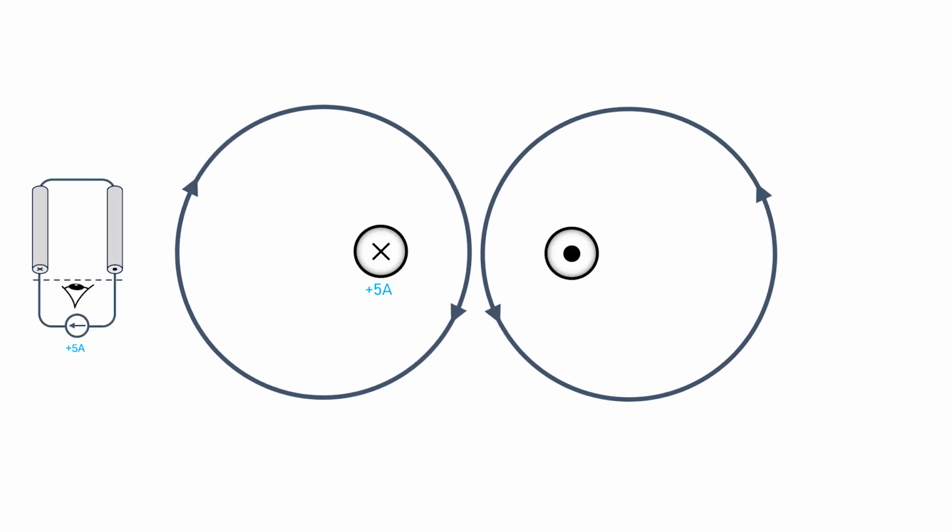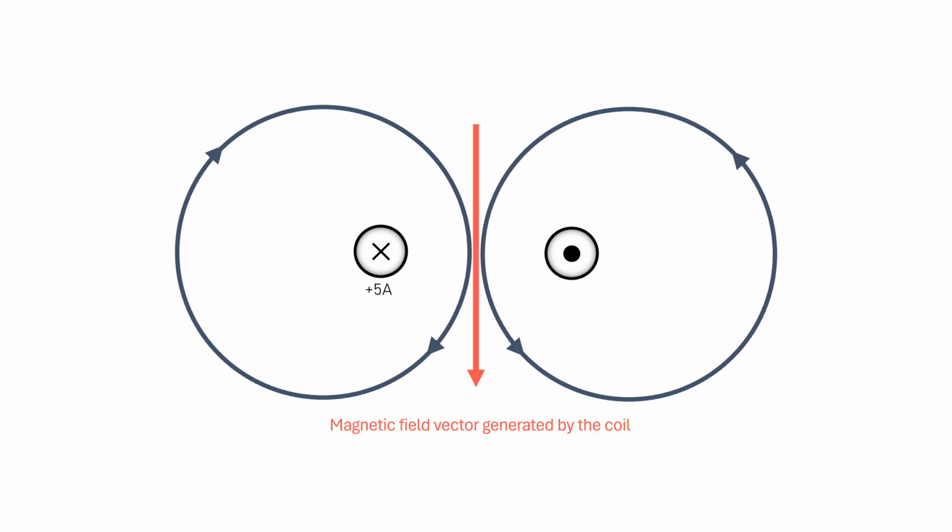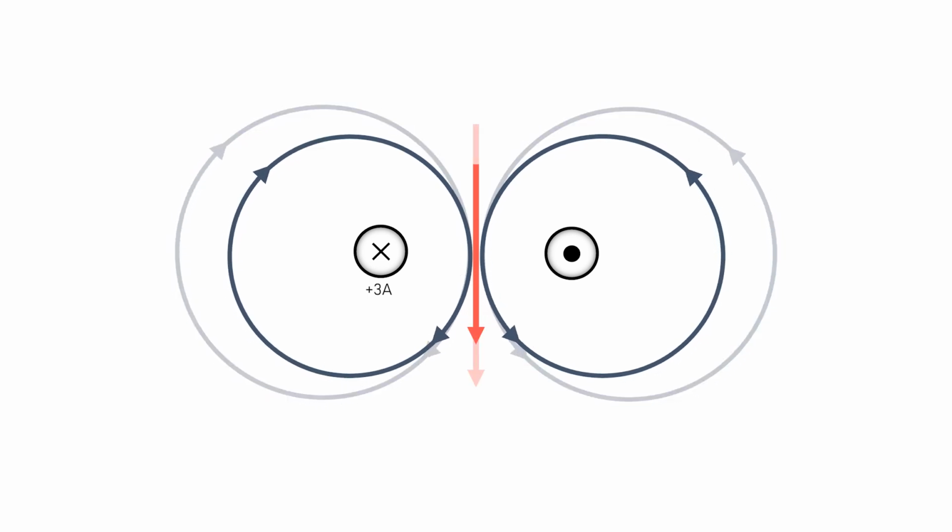Let us say that the current passing through the coil is 5 amperes, which produces the magnetic field shown. Instead, if we pass -5 amperes, that is, if we reverse the current flow, the magnetic field also reverses. Notice that the magnetic field vector points downwards for +5 amperes. If we vary the magnitude of this current to, say, 3 amperes, the magnetic field vector maintains the direction, but its strength reduces.